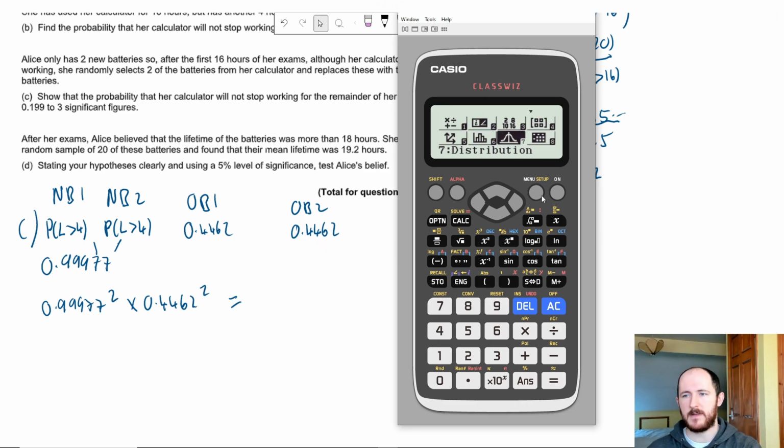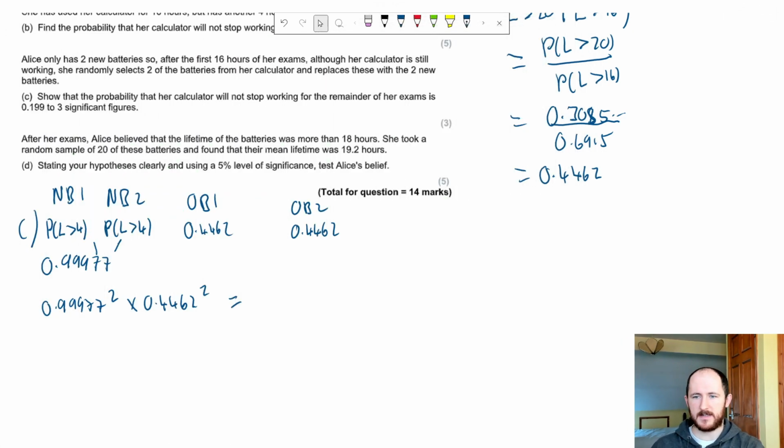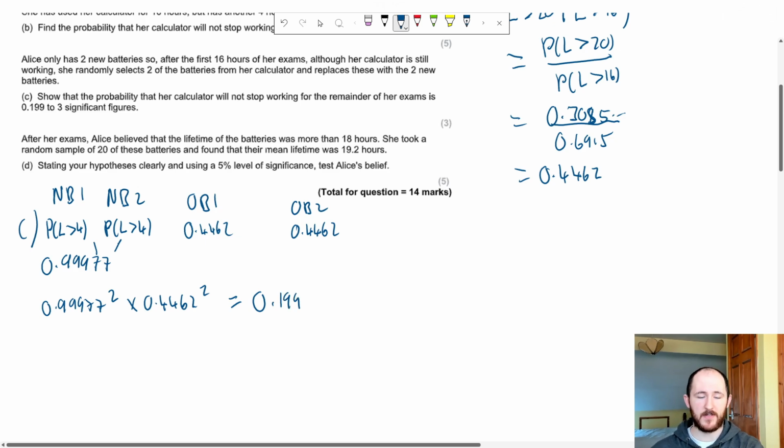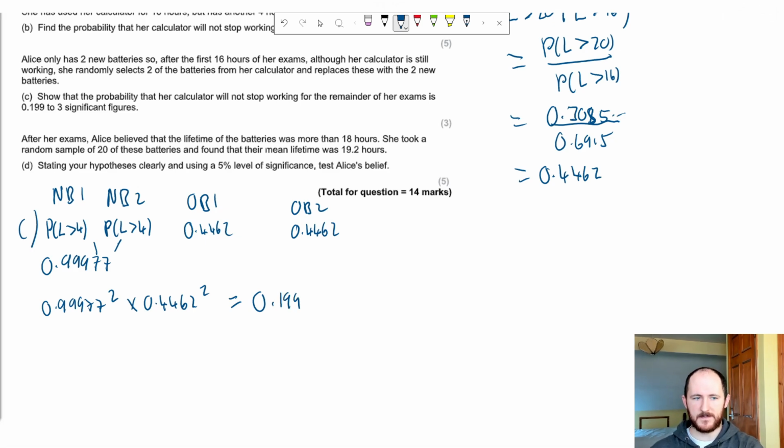When we say and in maths, what do we mean? We mean times, which is why we're doing this. So I hope that makes a bit more sense, and it gives me 0.199. So that's basically a 20% chance that her calculator will actually survive for the whole exam, which is a bit depressing, to be honest. But let's move on to part D, which is the hypothesis test.